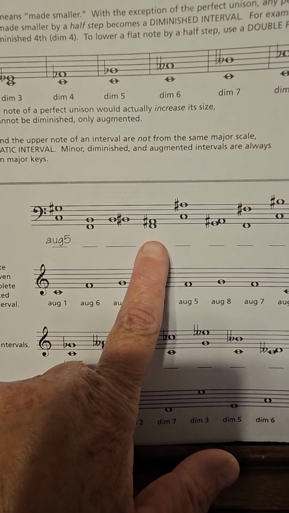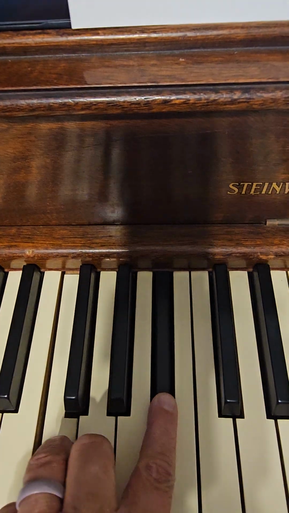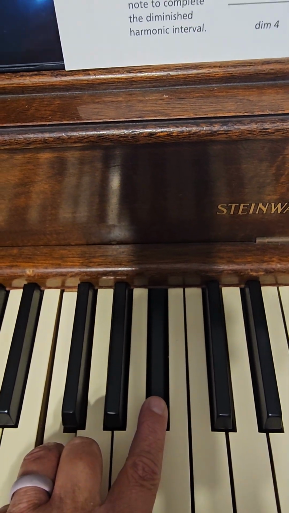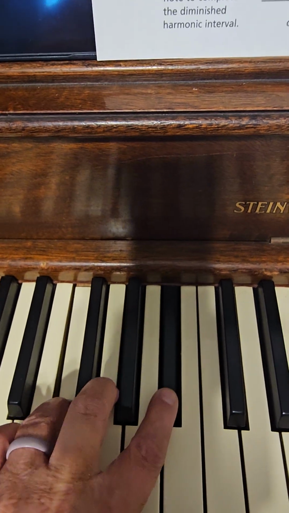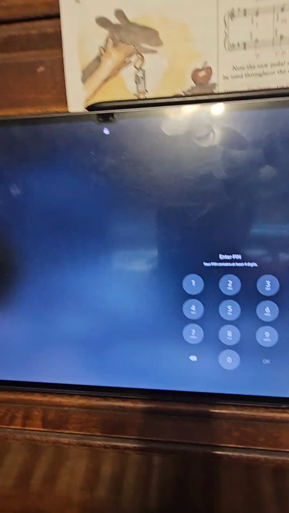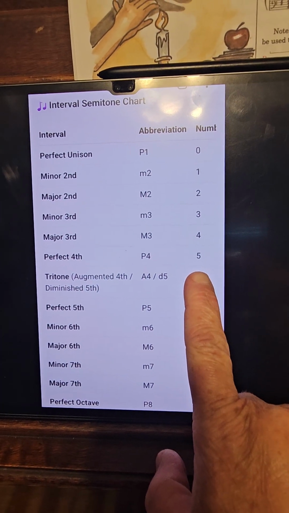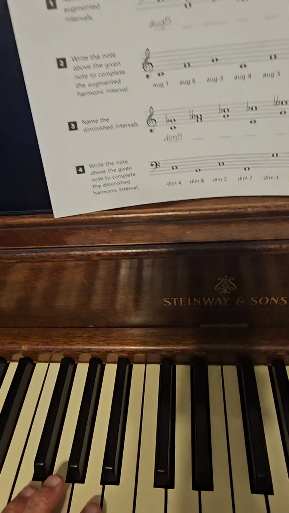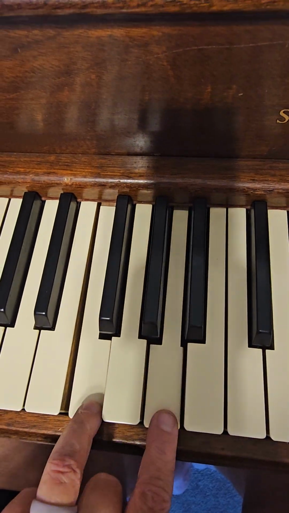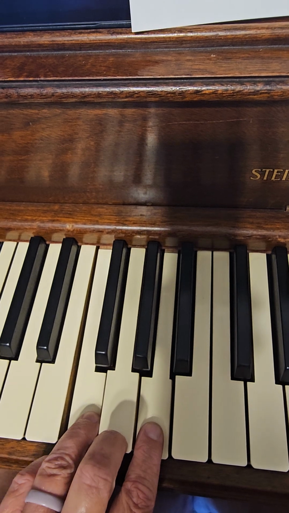Okay, now we have an F and an A sharp. Okay, so how many semitones do we have between there? 1, 2, 3, 4, 5. Let me pull this back up for a second. It has 5 semitones. But it can't be a perfect fourth right now because we're talking about augmented and diminished. So if we look at it, it's either this or it's this.